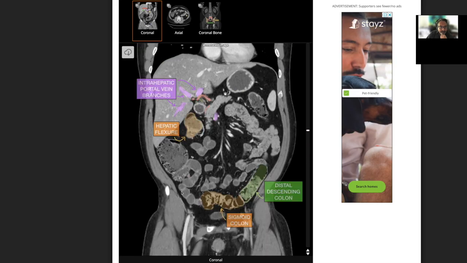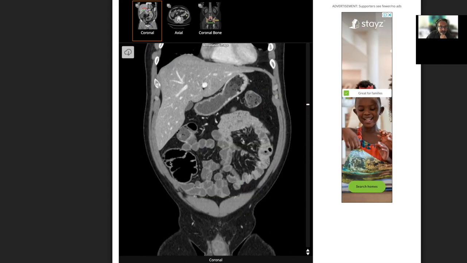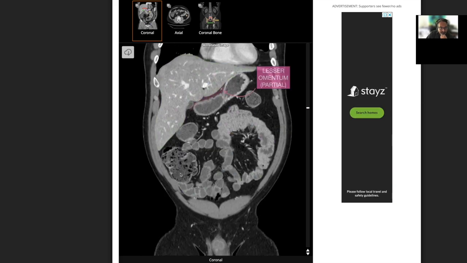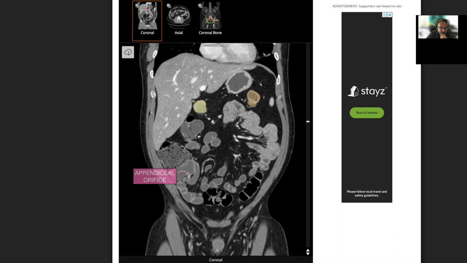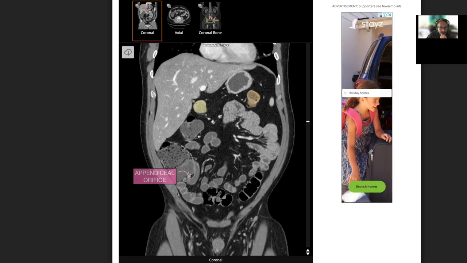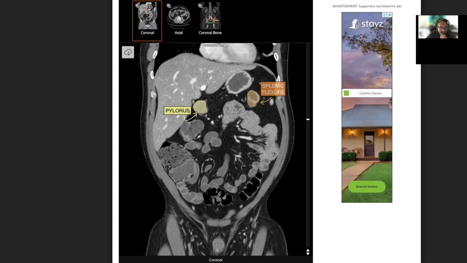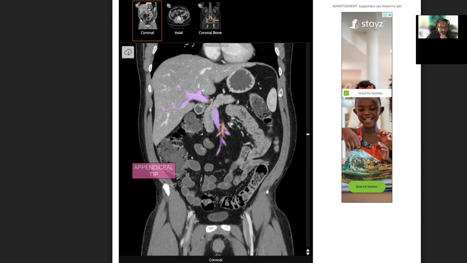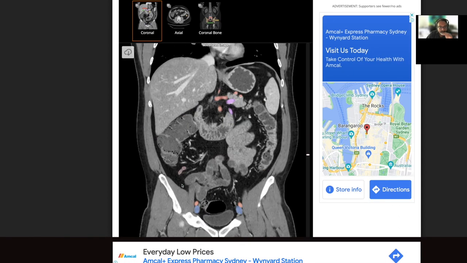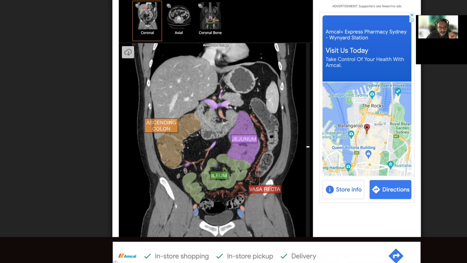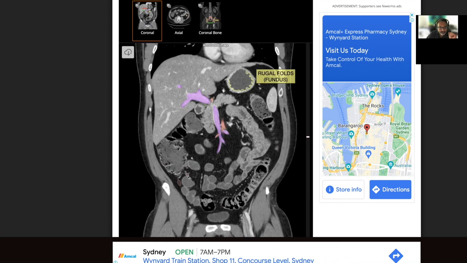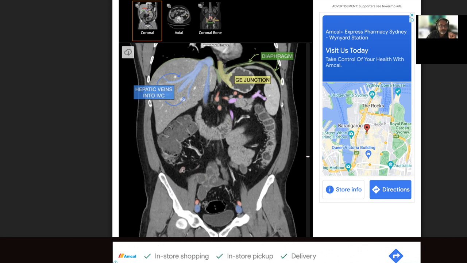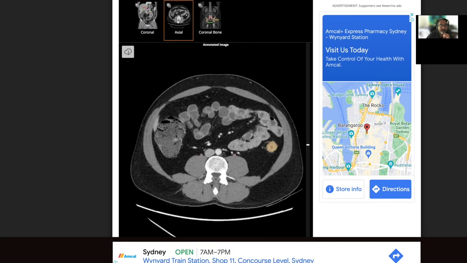And so here, you should be able to see the appendix. Now, this guy's larger, as you can see. So that is the cecum. That is the appendix there, as it's showing you. The appendix in this person is sort of coming into the screen. You see, that's the appendix there. It's actually a bit hard to see. But if you followed this, let's see if it is any better in the axial.